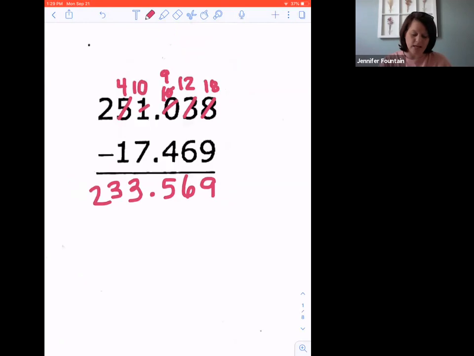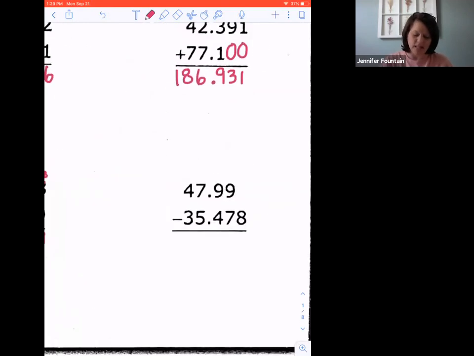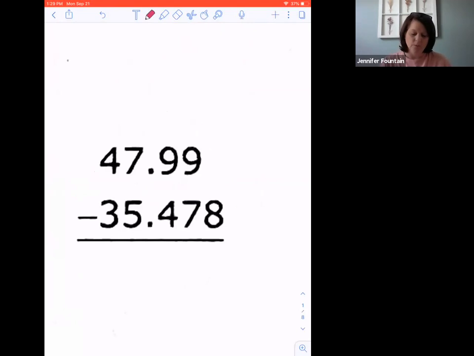All right, let's go ahead and take a look at our last one in classwork. We have 47 and 99 hundredths minus 35 and 478 thousandths. I am missing a digit, so I have to put that placeholder 0. When I have subtraction, I have to put that placeholder 0 in, because if I'm trying to subtract an 8 from nothing, then I can't do that. So I need that 0 there so I can perform the subtraction.